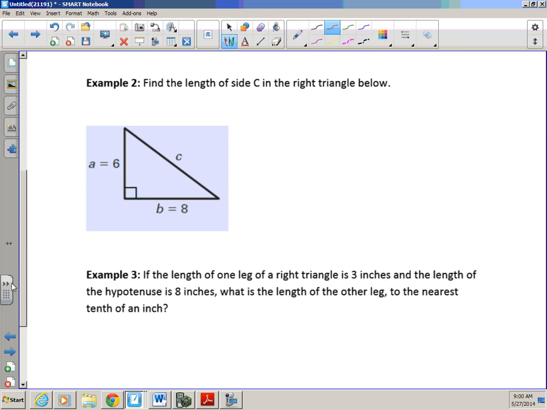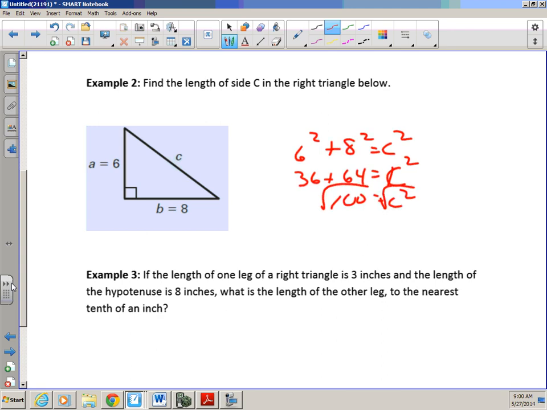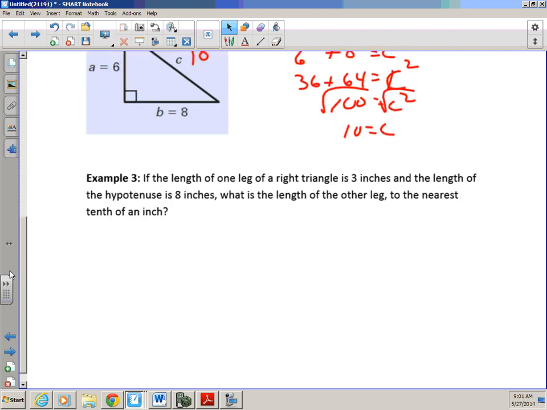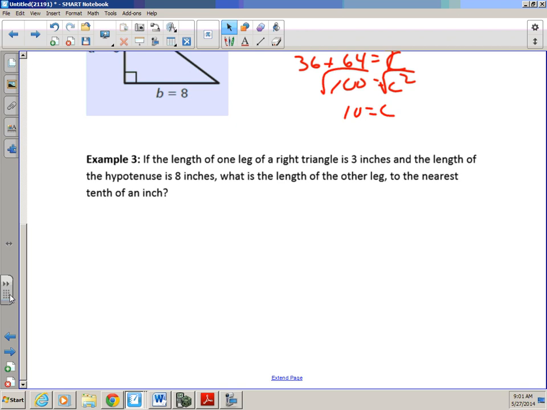Now we have 6 squared plus 8 squared equals the hypotenuse squared. 36 plus 64 is equal to c squared. So I take the square root and c is 10. A triangle that's 6, 8, 10 is what's called a Pythagorean triple, because all of the sides are integers, or whole numbers, really.